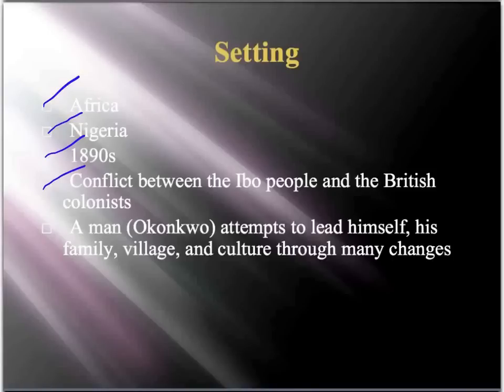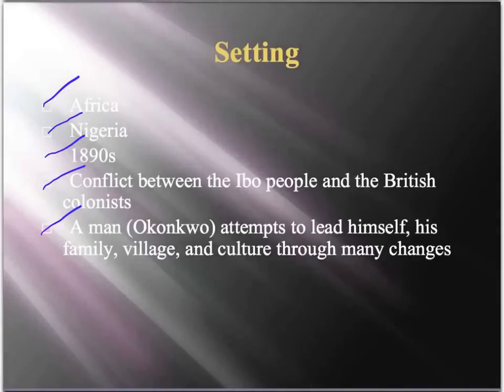British government. The story more specifically is about a man named Okonkwo. And Okonkwo, over the course of this novel, is going to be attempting to lead himself, his family, his village, and his culture through many changes. Okonkwo is going to be an important person, a powerful person in this community, and the novel is in large part about how Okonkwo deals with the changes brought in by the advancement of the British Empire into his homeland.